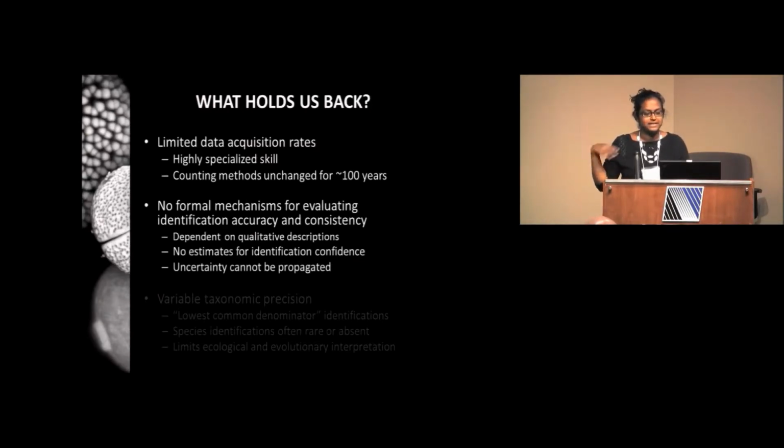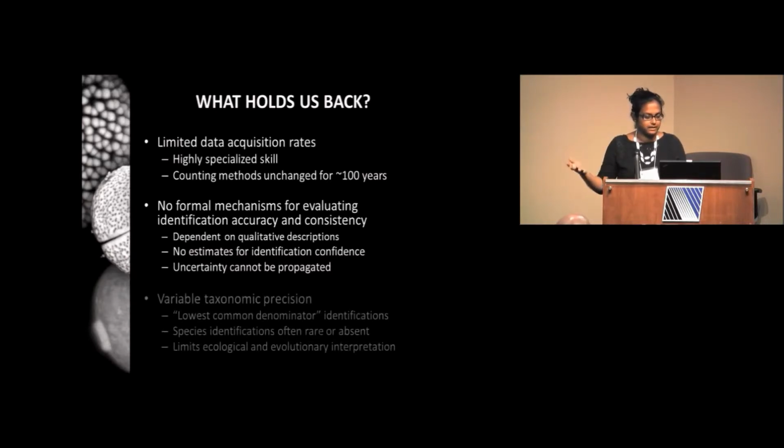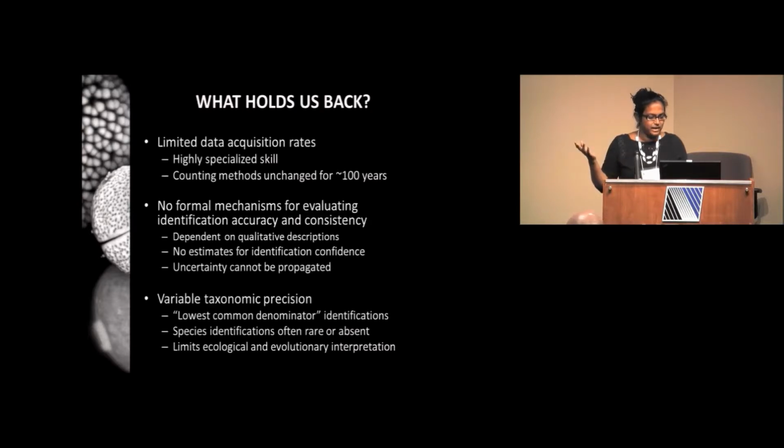We also don't have formal mechanisms for evaluating the accuracy of any given identification and the consistency of identifications. The way we communicate as scientists is through very qualitative descriptions. Our counts are quantitative, right, but the actual IDs themselves are qualitatively described. So as a result, we don't really have identification confidences that are published with our data, and therefore the uncertainty in any given ID can't really be propagated through these larger meta-analyses. Okay, and then essentially we have a very variable taxonomic precision, right? So we basically don't work with species.